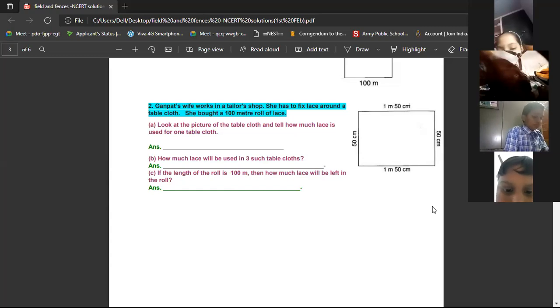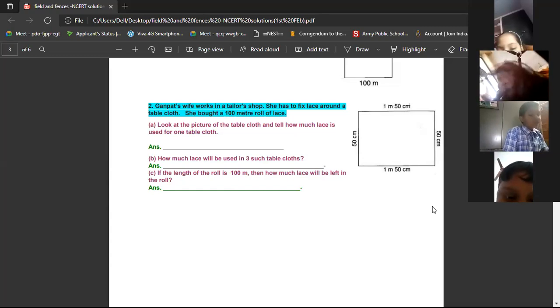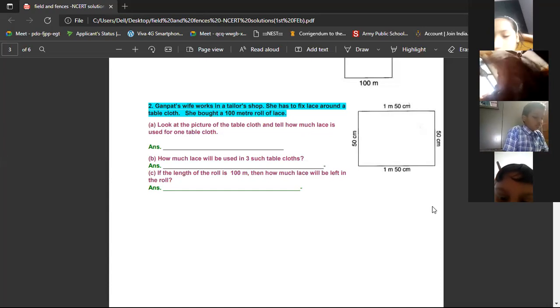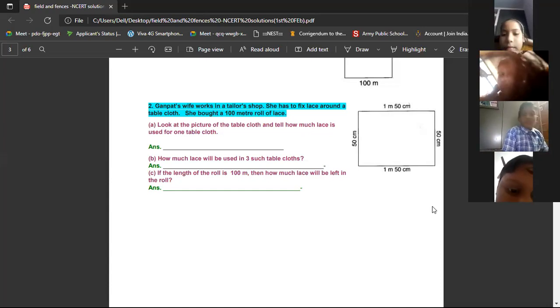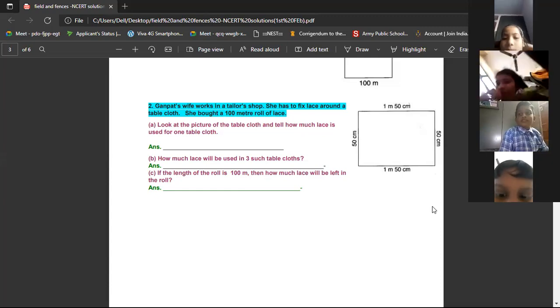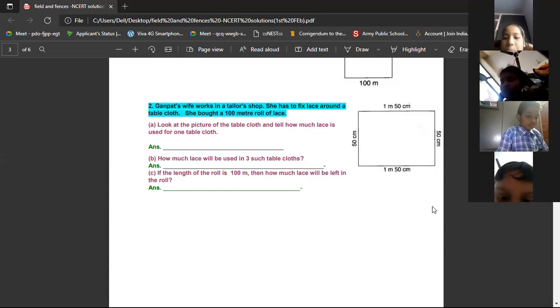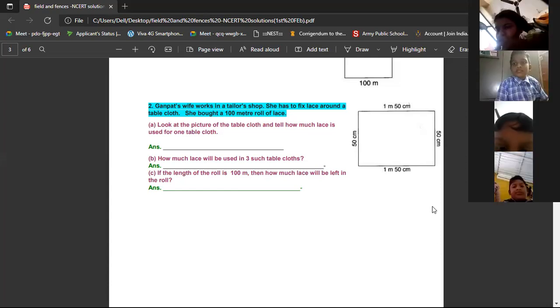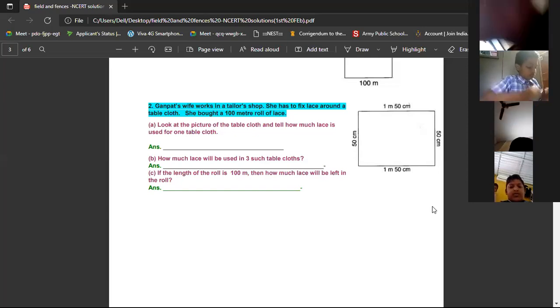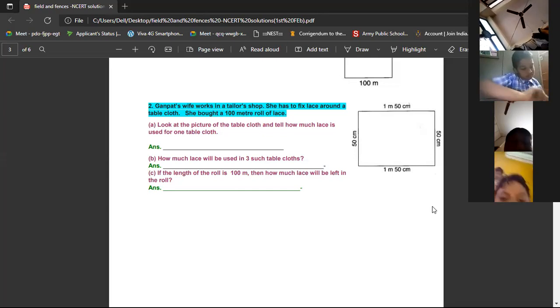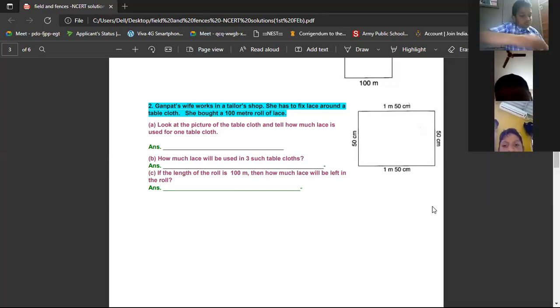1 meter 50 centimeter, 1 meter 50 centimeter. See, 1 meter, 1 meter will be 2 meters. Plus 50 centimeter, 50 centimeter, 50 centimeter, 50 centimeter. Add meters separately, centimeters separately. 50 plus 50 plus 50 plus 50, 4 times 50, that is 200 centimeters. 200 centimeters means it is 2 meters only. 100 centimeters is 1 meter. So 2 meters, 2 meters will be 4 meters. Put your brain and think.